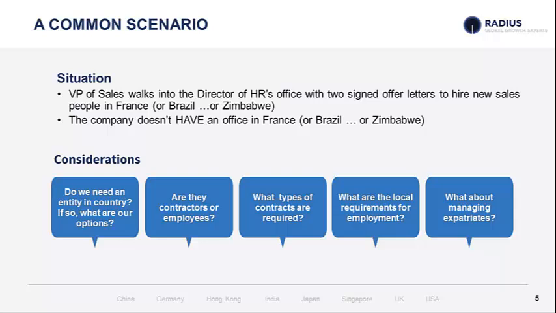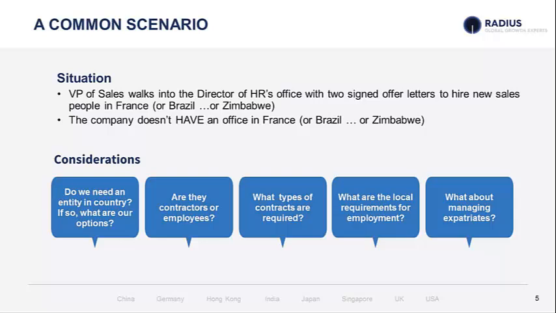So the question is, what is it that the head of HR should do first? There are a handful of considerations that the HR director should account for. Starting with, do we need an entity in this country? And if so, what are going to be some of the options? Are these individuals going to be contractors, or are they going to be employees? Because each of these considerations has different implications.